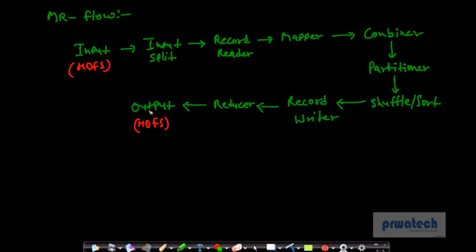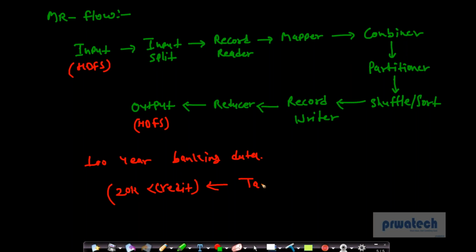Let's say what logic I'm writing. Suppose I have the last 100 years of banking data, right? Now I am processing that. How many people have spent more than 20,000 in credit? This is my task to handle, right?